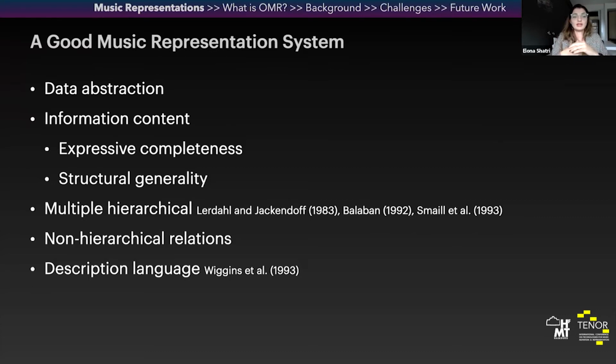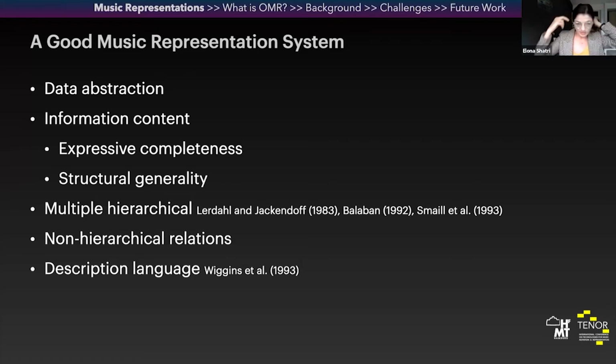We mentioned already data abstraction, and then I'll continue with information content, which includes expressive completeness, which is the extent to which the original content of the music represented may be retrieved or created from the represented knowledge, and then structural generality, which is the extent to which information about musical structure may be stored in the representation. It's interesting because these dimensions are orthogonal to each other. And at the same time, they're both equally important to OMR. So finding a good balance between the two is highly important for the OMR field.